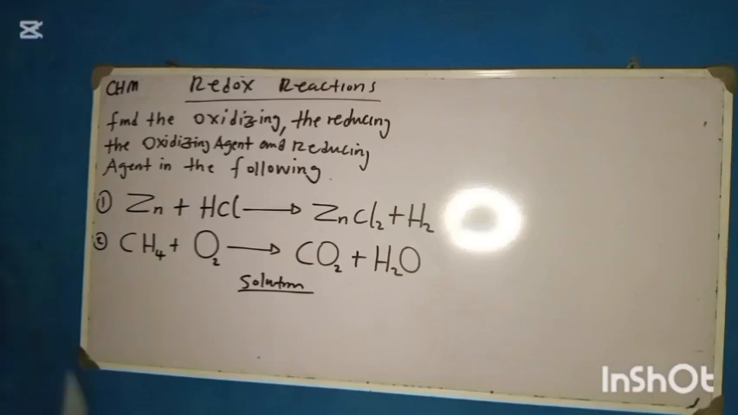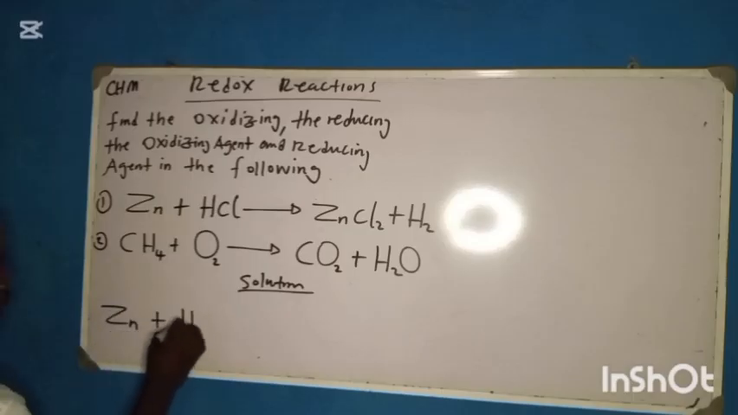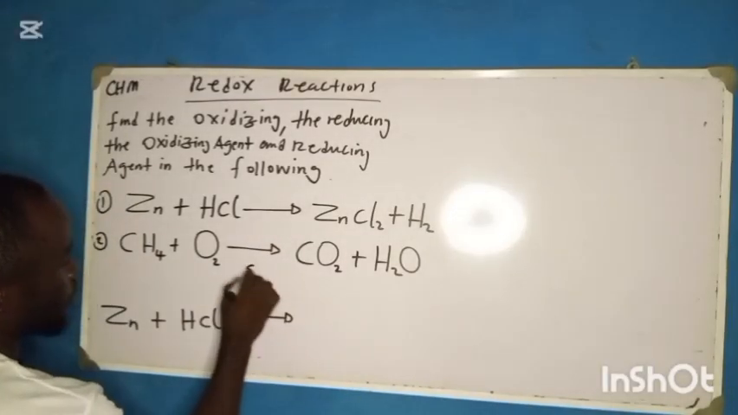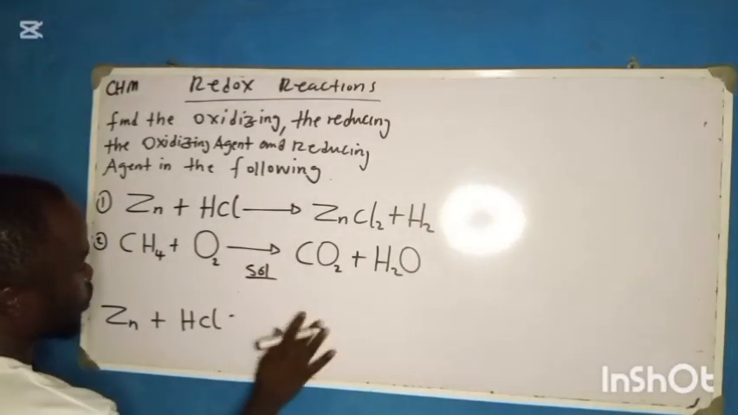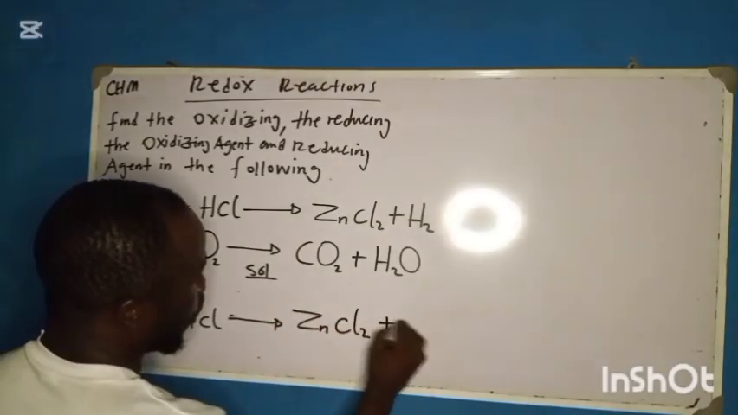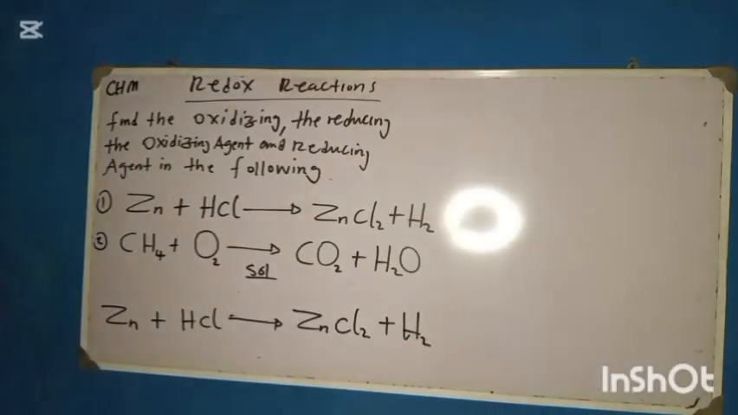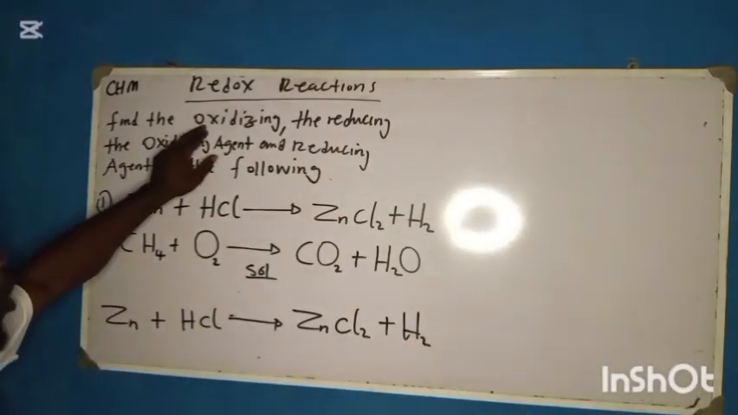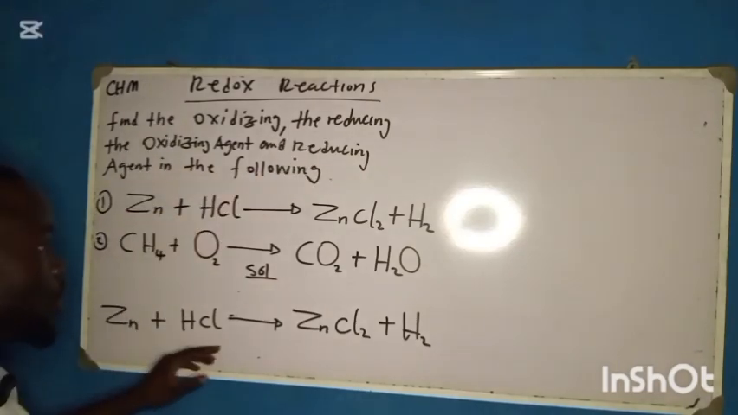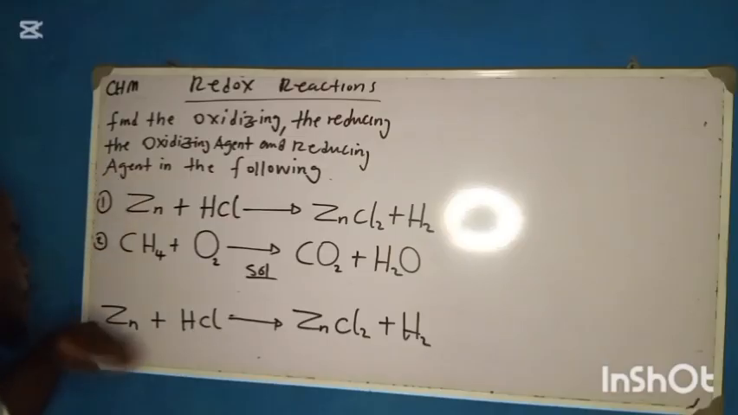Okay, you have the first reaction there to be zinc plus hydrochloric acid reacting to give us zinc dichloride plus hydrogen gas. Now we're to find the following: an atom that is oxidizing, an atom that is reducing, and an atom that is an oxidizing agent and the one that's a reducing agent.